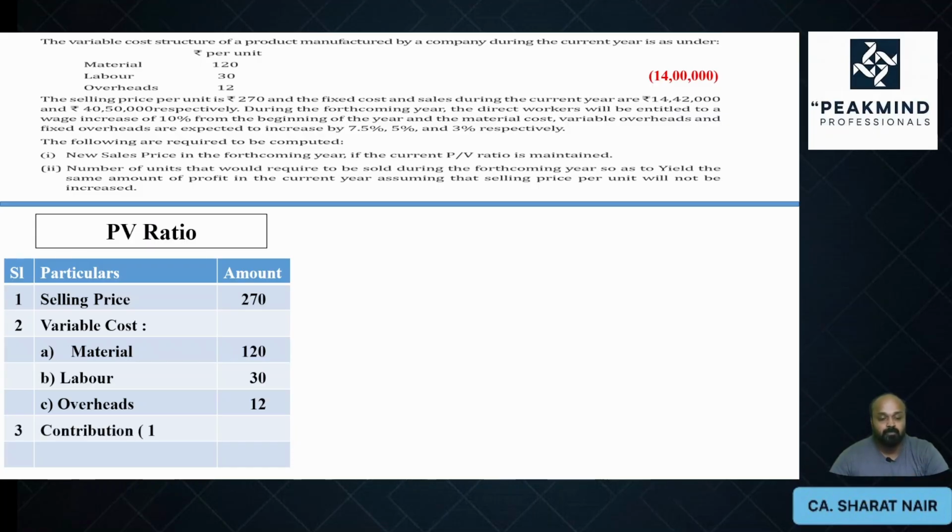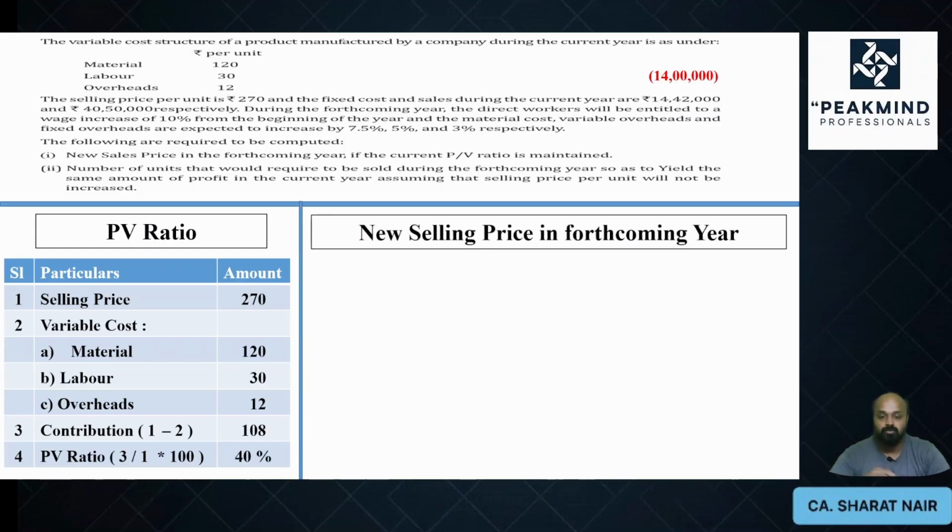Then what is my contribution? It is 270 minus the total of all these, which comes to 108 per unit. Now, what is my PV ratio here? 108 divided by 270 into 100, so it will come to around 40%. Proceeding further, let's move to the next part of the question. They are asking us to find out the new selling price for the forthcoming year.